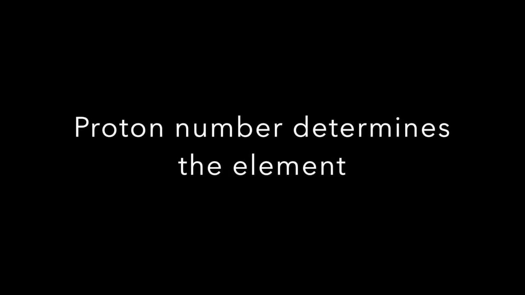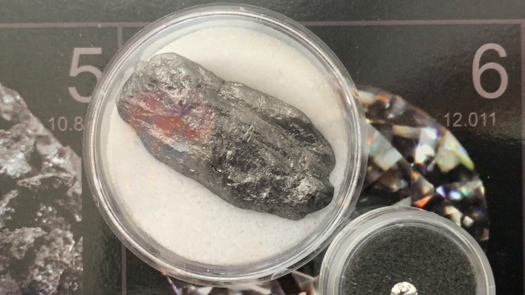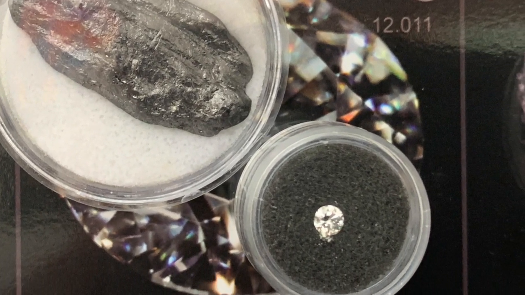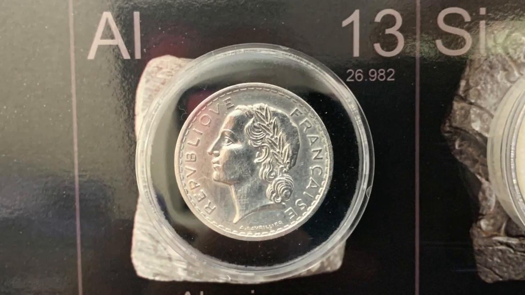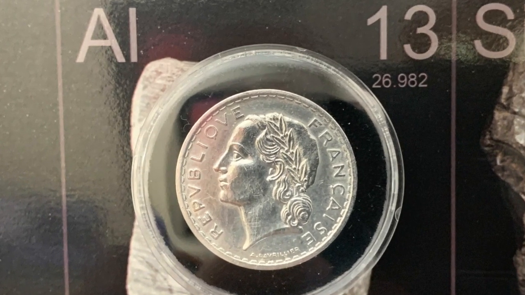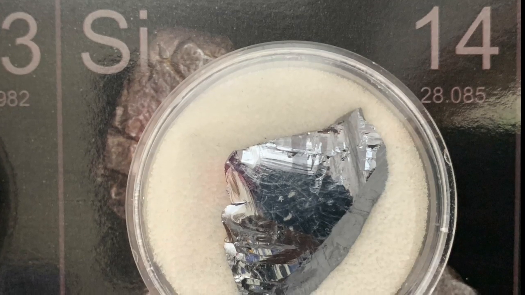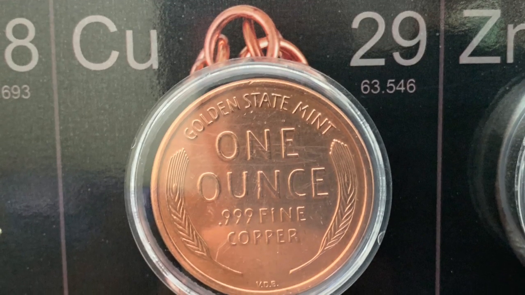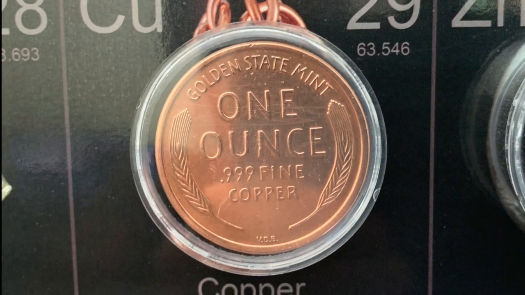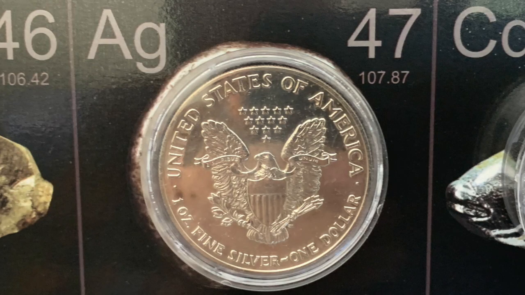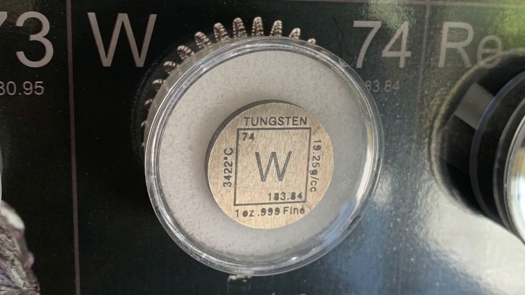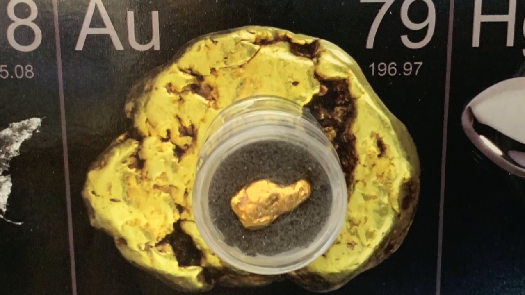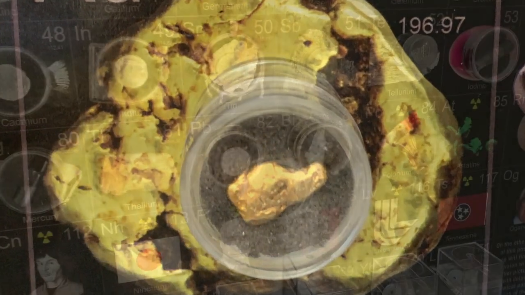It's important to know that the proton number always determines the element. That's carbon, whether it's graphite or diamond, is always 6 protons, 13 for aluminum, always. Silicon, always 14. Copper, 29 protons. Silver always has 47. Tungsten, for instance, always has 74. And you'll always find gold has 79 protons.